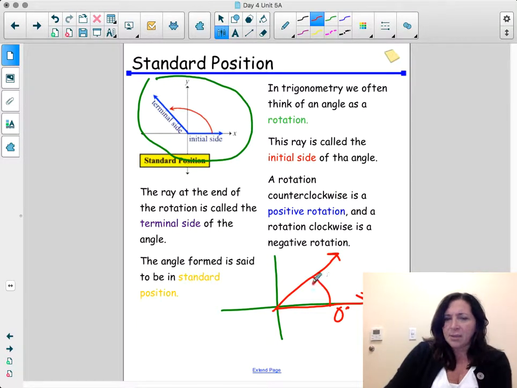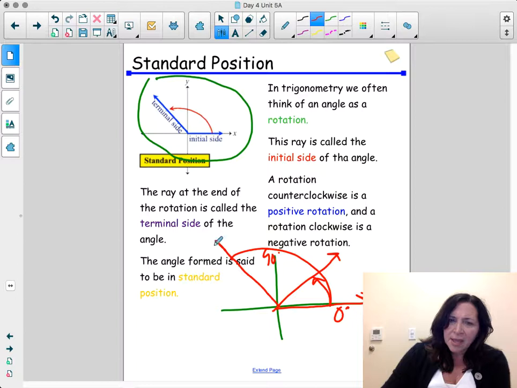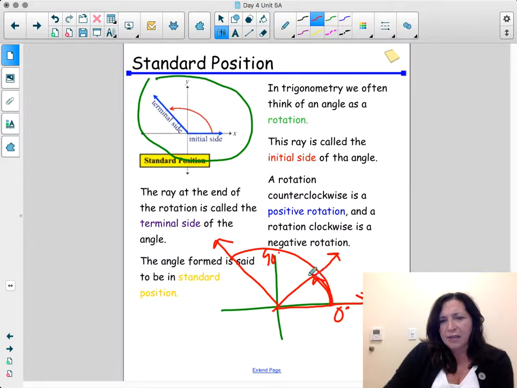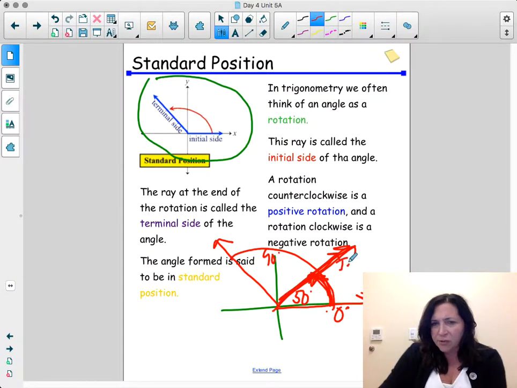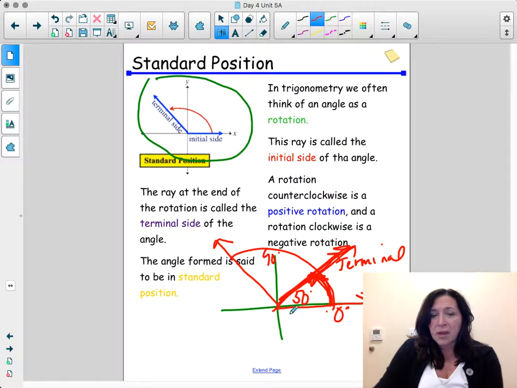Now, if I'm in the first quadrant, my angle is going to be right here. There's my angle, okay? And that would be something that's under 90 because there's 90 degrees. If I'm in the second quadrant, my angle will be over here, okay? Either way, it's going to end someplace. So if I was at 50 degrees, let's say, this would go from here to here. This ray is actually called the terminal side, because that's where it ends. This side here, where it begins, is the initial side.